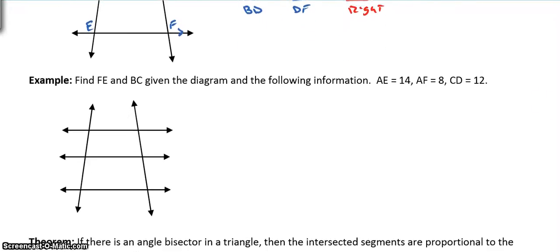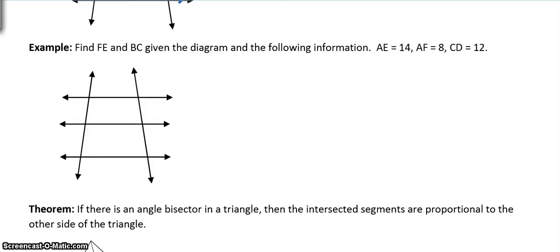Alright, so example 1. Find FE and BC given the diagram and the following information. So let's get our points of reference. A, B, C, D, E, F. We're going to say AF is 8. It says AE is 14, so we're talking about this whole piece. And it says CD is 12. And we want to find FE, so this piece and this piece.